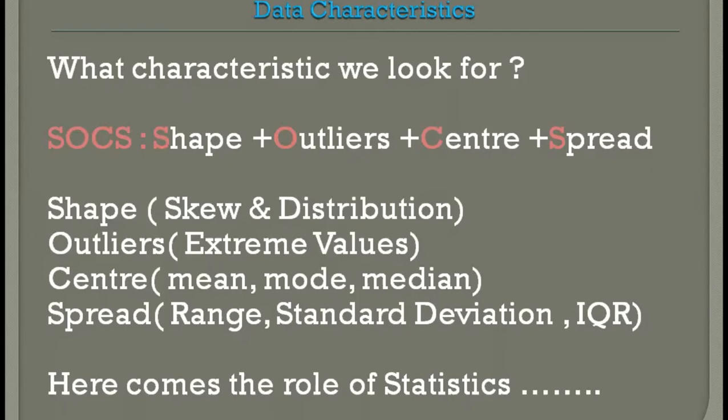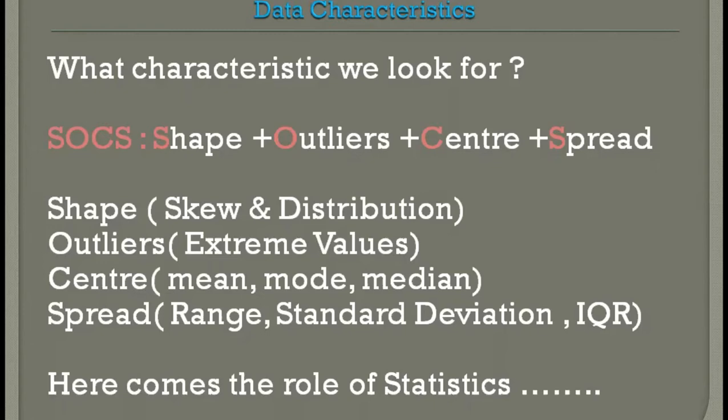Next thing we have is outliers. Sometimes our data may have a number of outliers. What are outliers? They are the extreme values, unexpected values, or values which are more extreme from the center of the data. We call them outliers. So we are looking for outliers, and we're looking for the shape of the data.